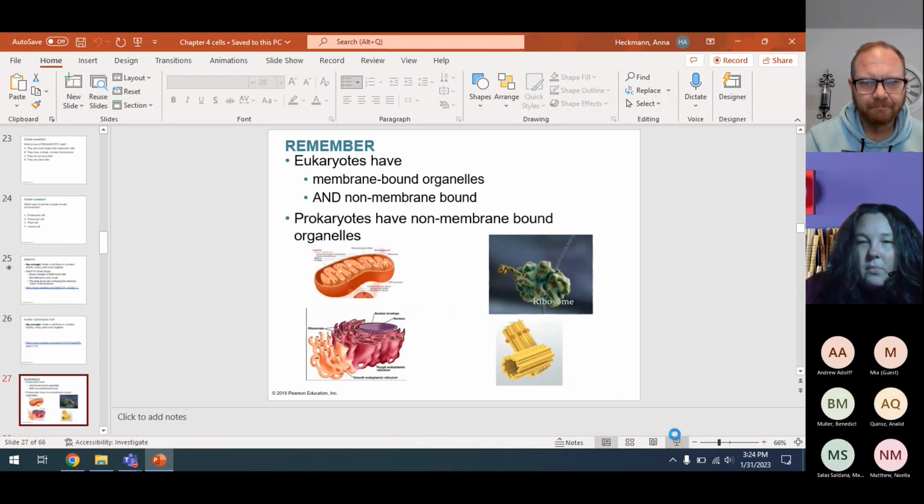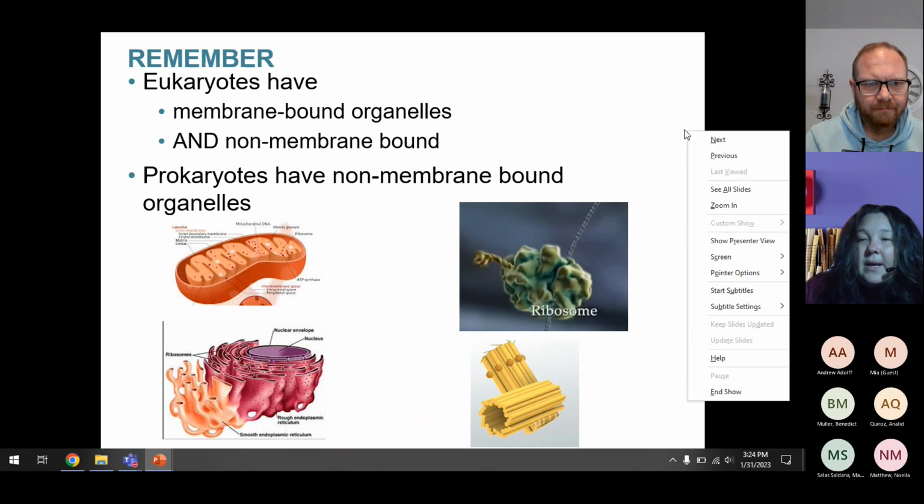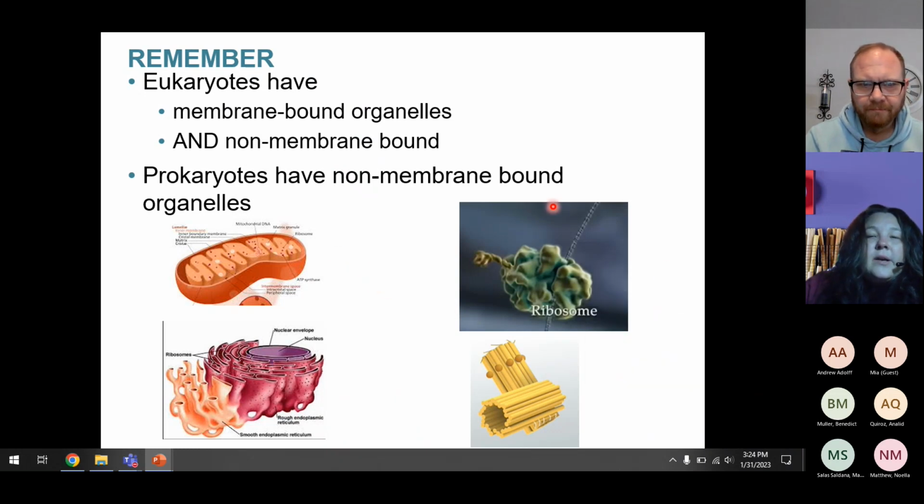Moving on, recall that eukaryotes have all the organelles. Prokaryotes only have non-membrane bound organelles. Let me get my laser pointer back. So eukaryotes have all the organelles, whether they're membrane bound or not. But prokaryotes do not have membrane bound organelles.